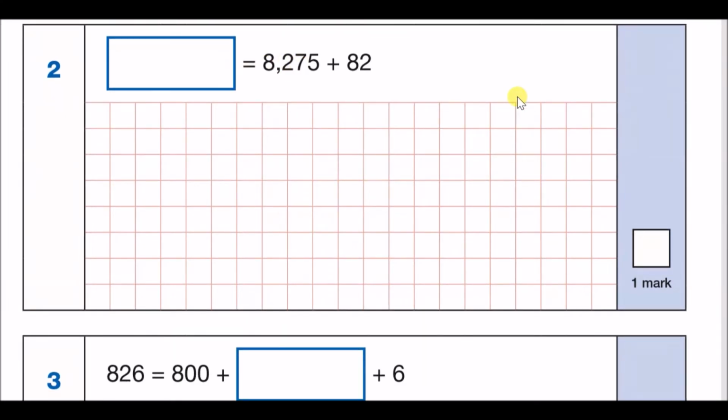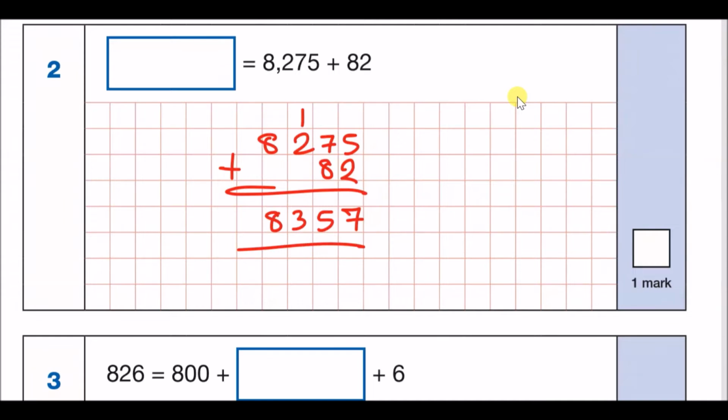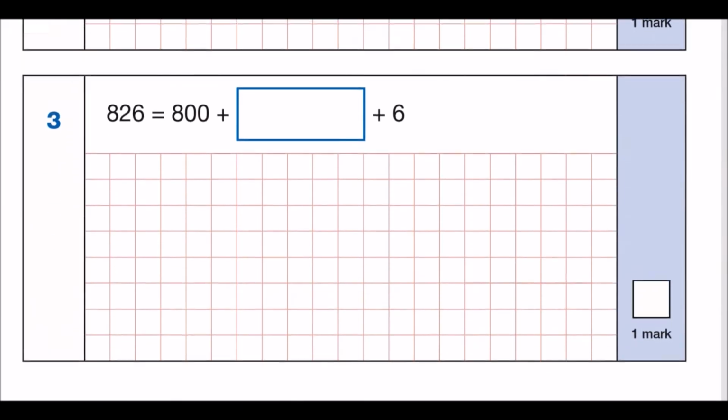8,275 plus 82. So same steps, guys. Put the numbers in the correct position. So 8,275. And then 82 goes in the tens and the units. And then put a plus here. And now add downwards. So we're going to have 5 plus 2 is 7. 7 plus 8 is going to be 15. And then you're going to carry the 1. So 1 and 5. And then you're going to have 1 plus 2 is 3. And 8 plus nothing is 8. And that's the answer, guys. 8,357.